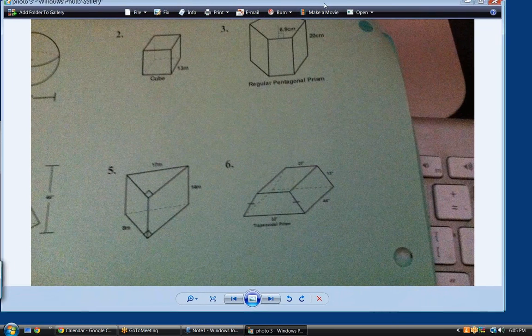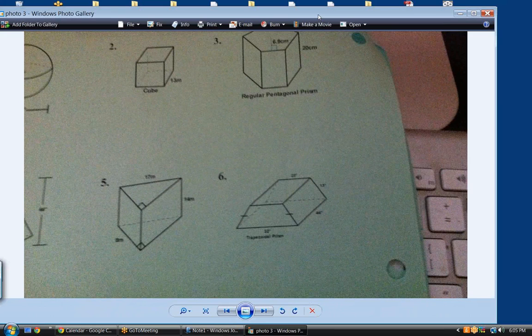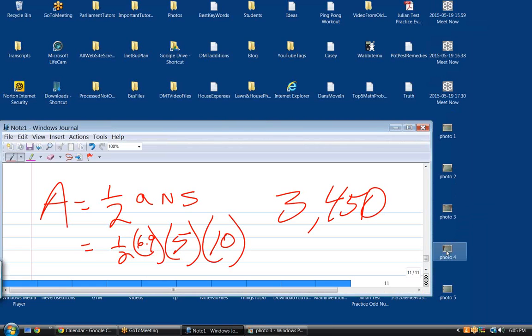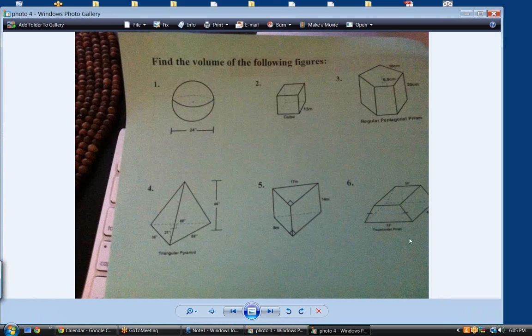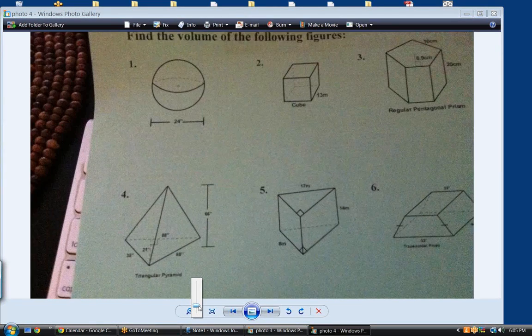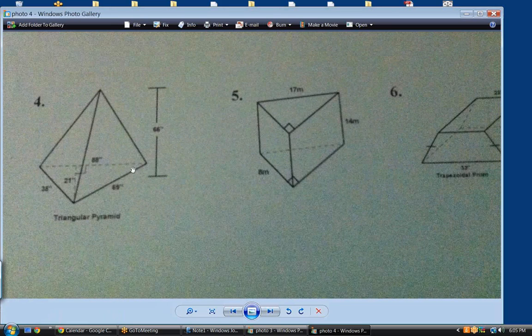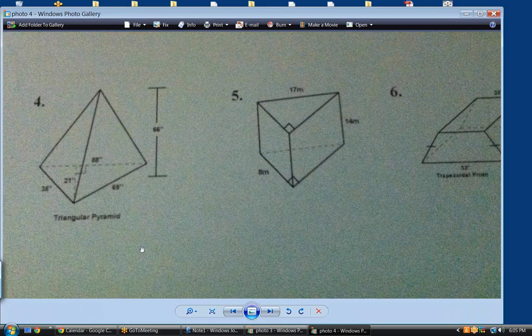Number 4 I don't have on this page. Is that on another page or not? Yeah, it is. Okay, let me open up another. Yeah, there it is. It might be a bit blurry, but I can read them out. No, I can read them. What is this shape? What's it called? Pyramid? Yeah. So what's the volume going to be on this pyramid?